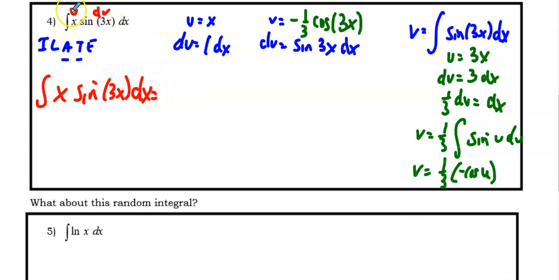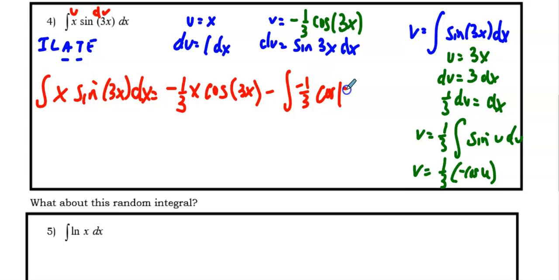So the integration of u dv is going to be equal to u times v. So we're going to first of all do u times v, multiply these two things together, so we're going to get negative 1/3. I'm going to go ahead and plop the x down here, cosine of 3x. And then I'm going to minus, right? So this is uv, minus the integration of v times du. So I'm going to integrate negative 1/3 cosine of 3x dx.